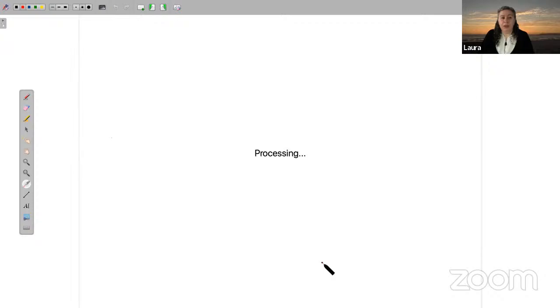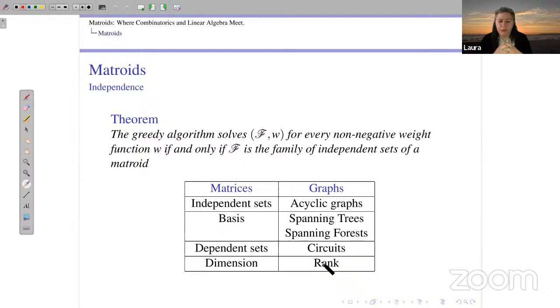So there are many other ways in which I can characterize a matroid. Each one of these elements gives me an axiomatic for matroids. So I can define matroids in terms of their independent sets, in terms of their bases, in terms of the dependent sets, in terms of dimension, in terms of many other things. And any one of them would be a good definition of matroid, also through the greedy algorithm.